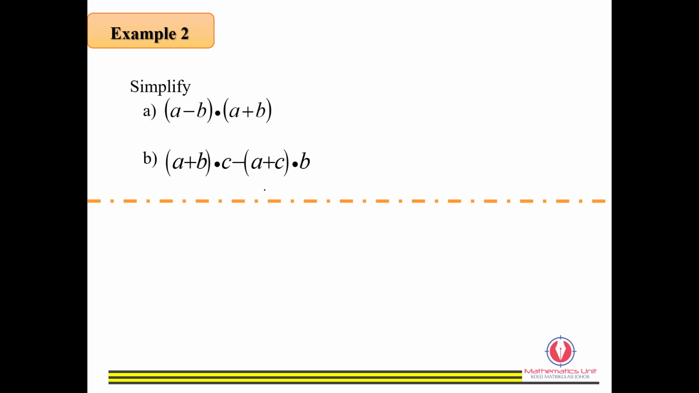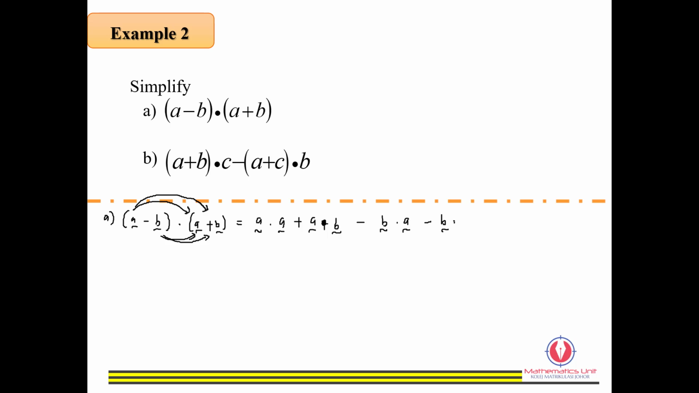Okay, look at example 2. So we want to simplify these two expressions. Look at A. Vector A minus vector B dot with vector A plus B. So we are going to simplify this. As you can see, what we should do is expand these vectors, same like a quadratic equation. So vector A dot with vector A, then plus vector A dot with vector B, and then minus vector B dot with vector A, and the last one minus B dot B.